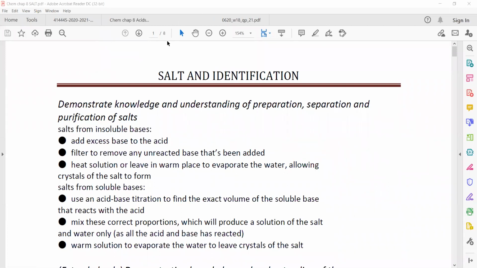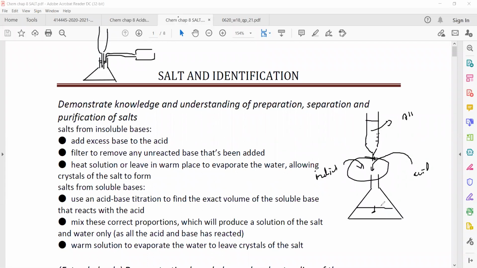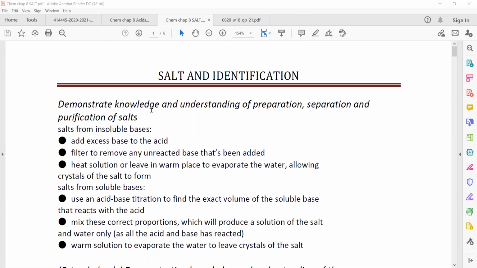So we add an alkali until the indicator shows a color change. Once the indicator shows a color change, we know what volume of acid is reacting with an alkali. Then we'll repeat the procedure without indicator and use crystallization to obtain the crystals.